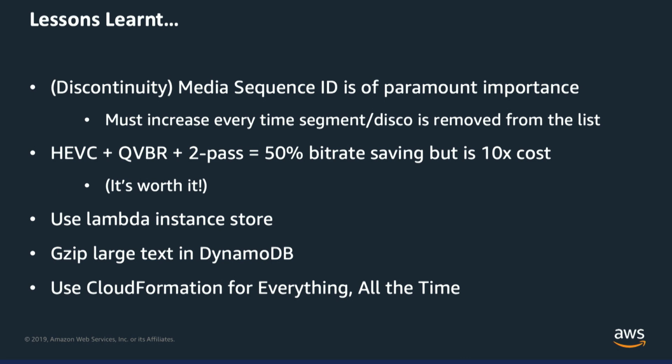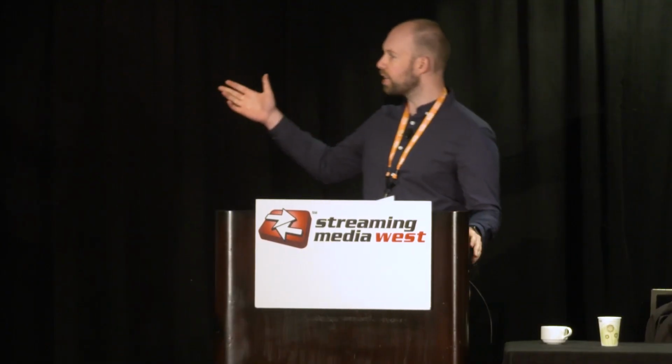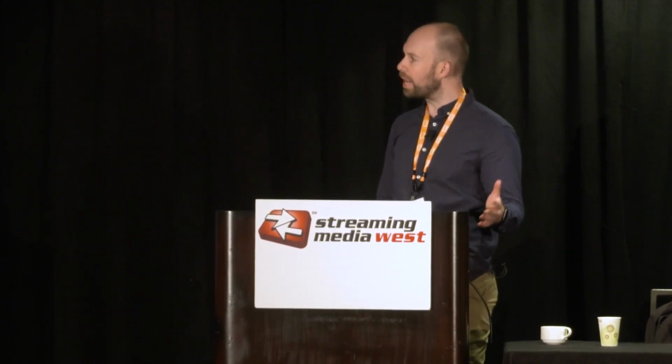The next point here is around using HEVC as a codec. During my experiments, the Grand Tour title that you saw there was HEVC encoded with quality-defined bit rates and 2-pass encoding, right? That resulted in roughly a 50% bit rate saving, but it was 10 times the cost of doing the same thing with H.264, 1 pass without QVBR. QVBR is actually free. There's no incremental cost of using QVBR, so I definitely recommend using that in any case. But 2 passes are quite expensive, and HEVC, for licensing reasons and things like that, ends up being about 10 times the cost.